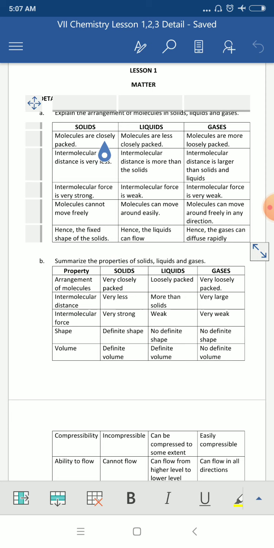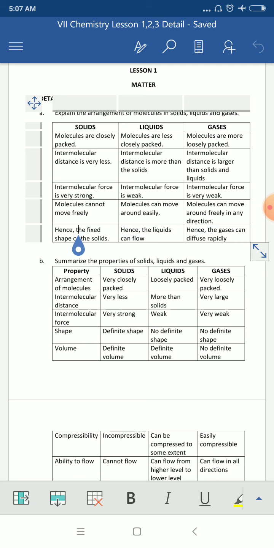The molecules are closely packed in solids, they are less closely packed in liquids, and they are more loosely packed in gases. Then the intermolecular distance is less in solids, it is more in liquids, then it is large in gases. Force, what about the intermolecular force? It is very strong in solids, it is weak in liquids, then it is very weak in gases.